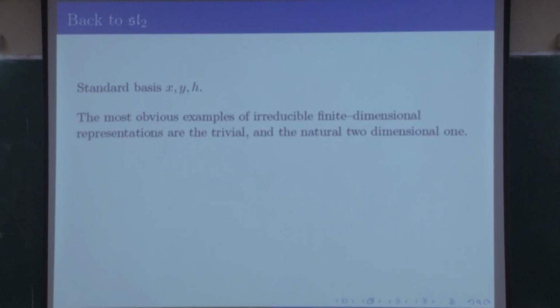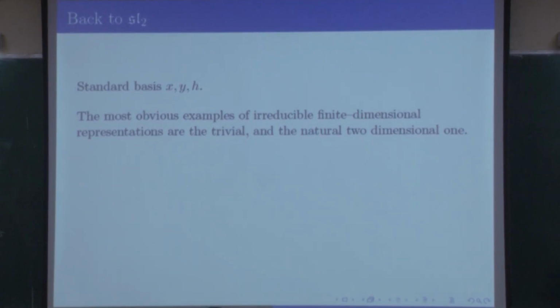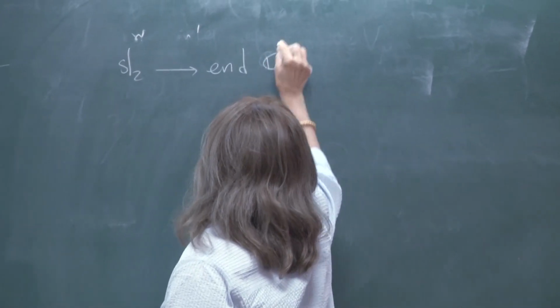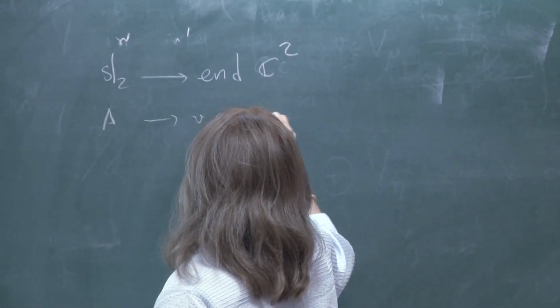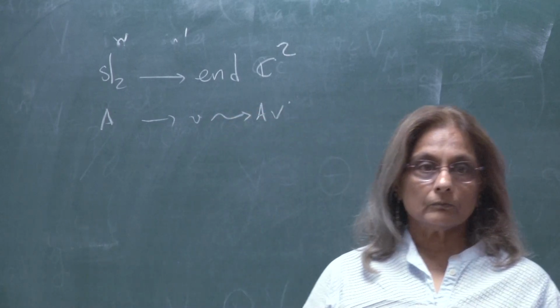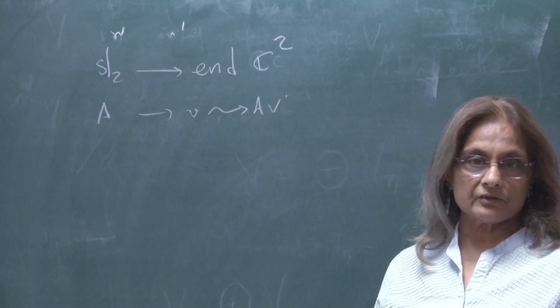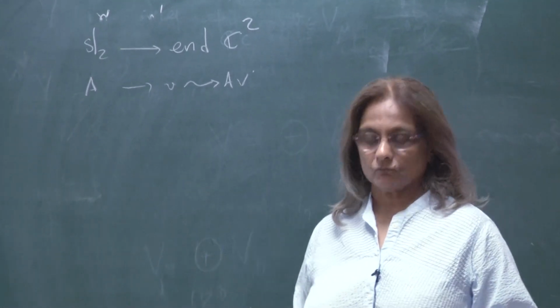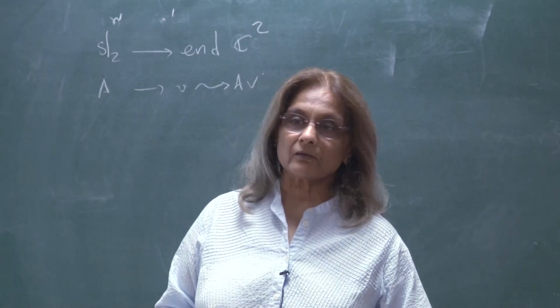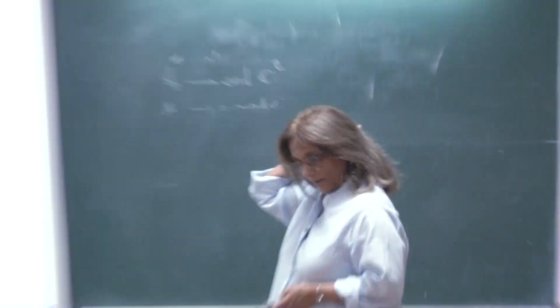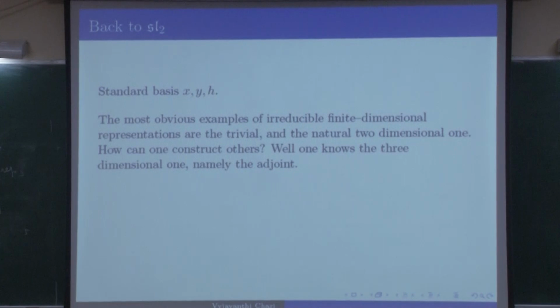For SL2, we have this obvious two-dimensional representation. You can just make SL2 act on endomorphisms of C2, where the matrix A goes to multiplication. This is like if you were starting with the symmetric group, where you have the canonical permutation action that contains the trivial, and then you can get the other action. What's the standard way to construct more examples of representations? You take tensor products. We know one more example, which is the adjoint. Because you're working with a simple algebra, you have an irreducible one.